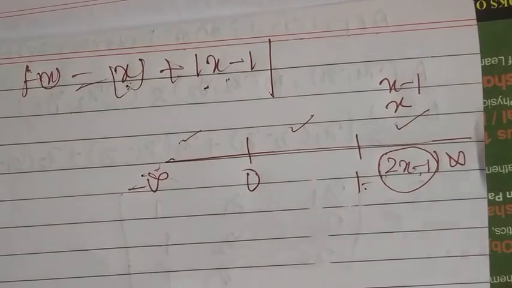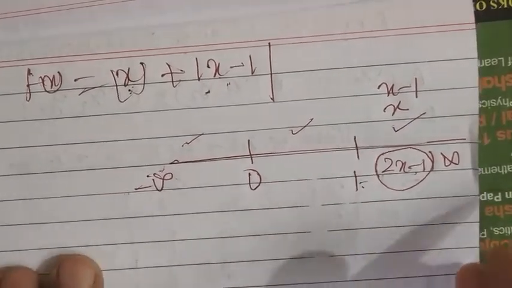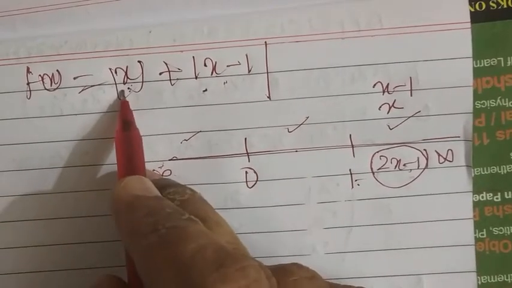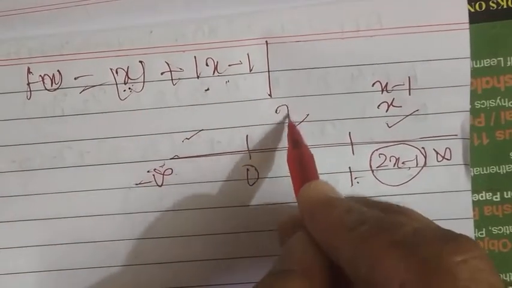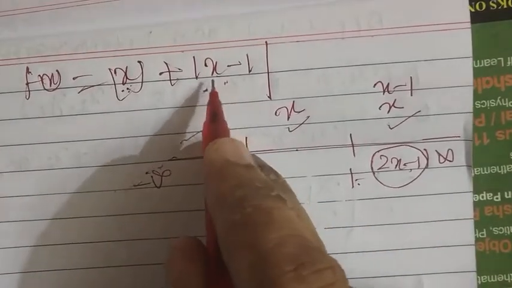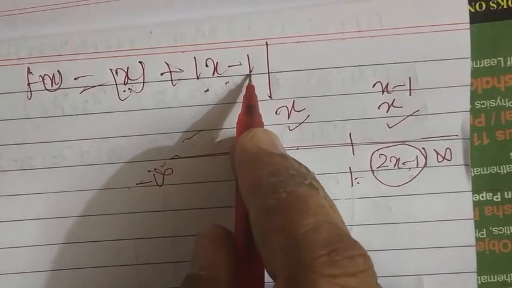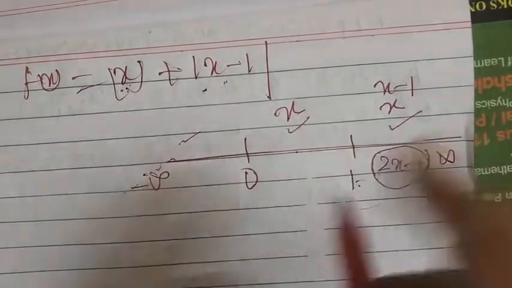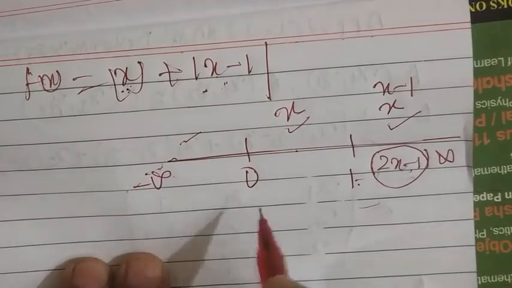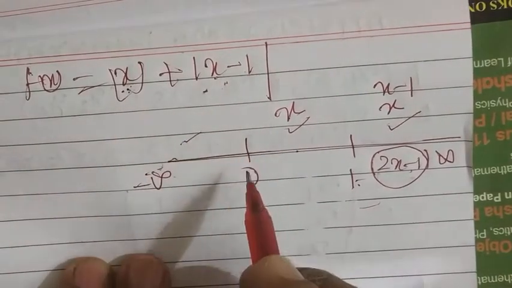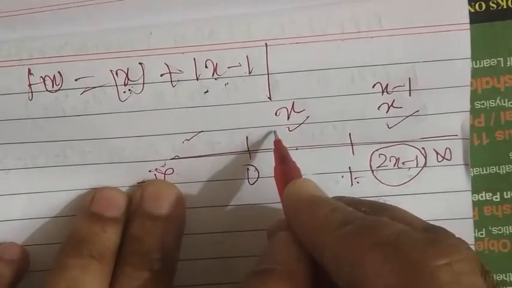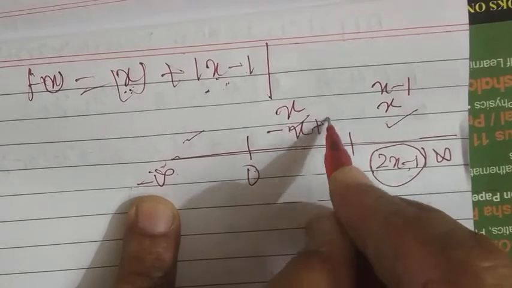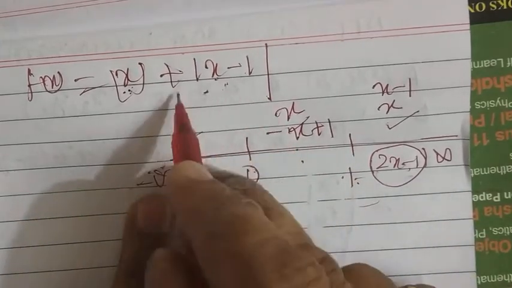If I take a number between 0 and 1, what shall I get? Say I take half. Then mod of half is itself, it is x. This is negative, half minus 1, it is minus half. So when I take modulus, we write another minus sign. So modulus of x minus 1 between 0 and 1 is with a minus sign: minus x plus 1. So we are going to add them.